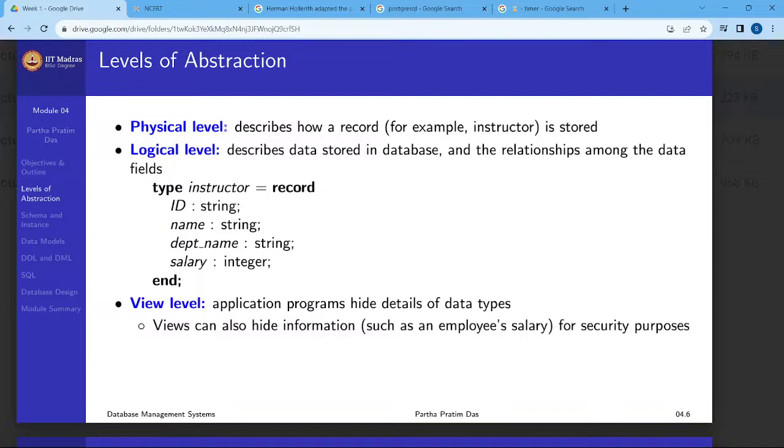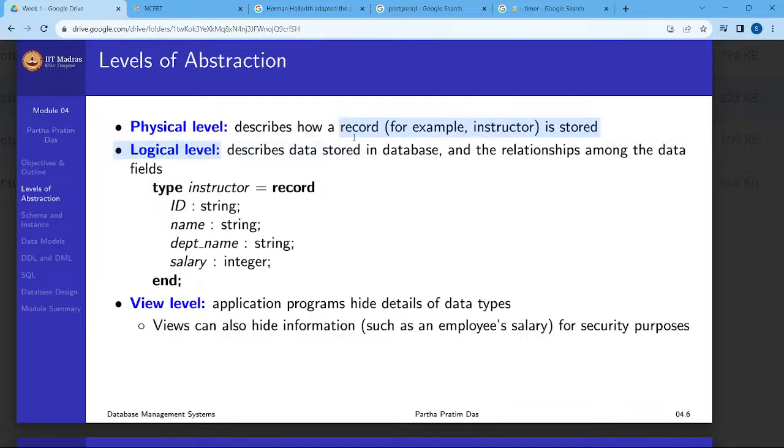Database or data exists in three levels: physical level, logical level, and view level, right? Physical level is how the record is stored in the database management system. Physical level means how the data is stored, where the data is stored. Let's say I make a table and name it instructor, so the physical level abstraction would be instructor. I stored the data in instructor.